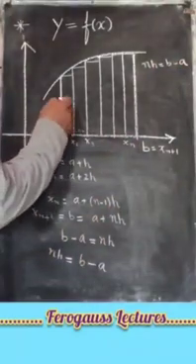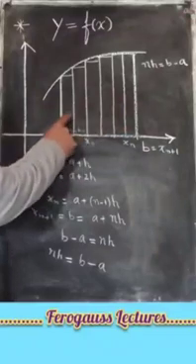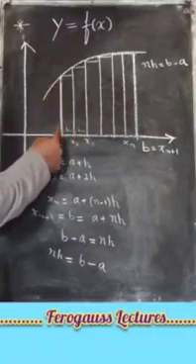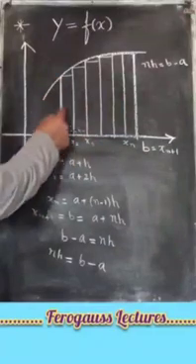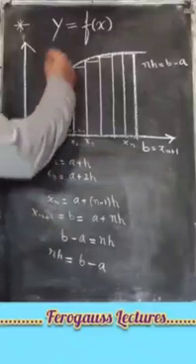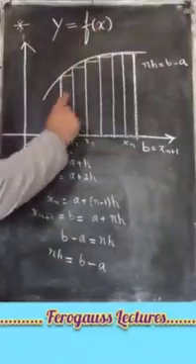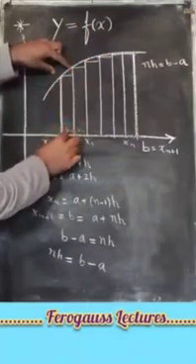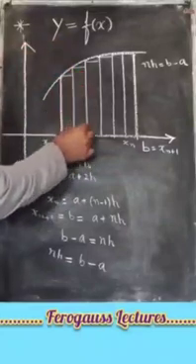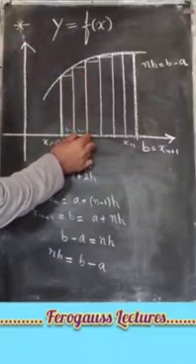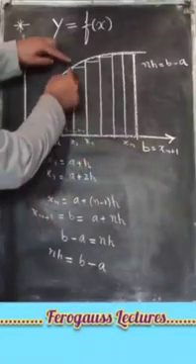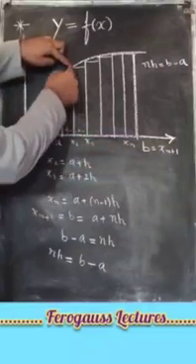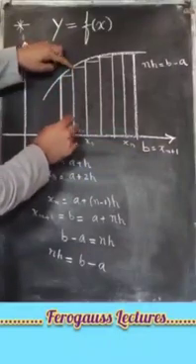Now we will find the area of these rectangles. In case of the first rectangle, width is equal to h and its length is f(a), as x1 is equal to a. Therefore the area of the first rectangle is width h into length f(a). Similarly, in case of the second rectangle, again width is equal to h and its length is equal to f(a plus h), as x2 is equal to a plus h, and so on.